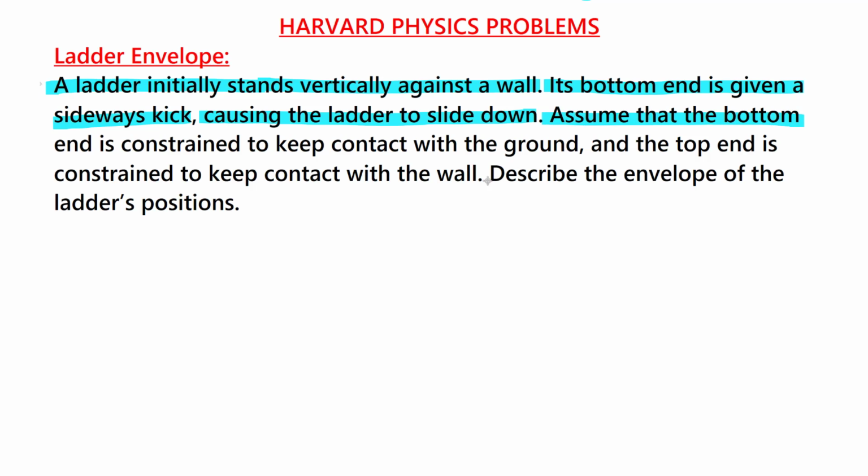Assume that the bottom end is constrained to keep contact with the ground and the top end is constrained to keep in contact with the wall. Describe the envelope of the ladder's position. So we have to find the envelope of the ladder. Let us try to visualize this problem.